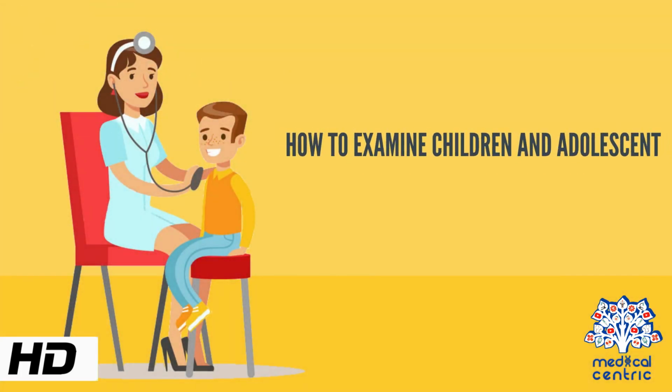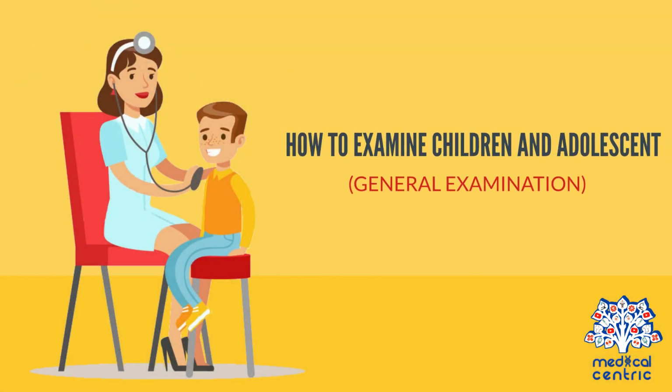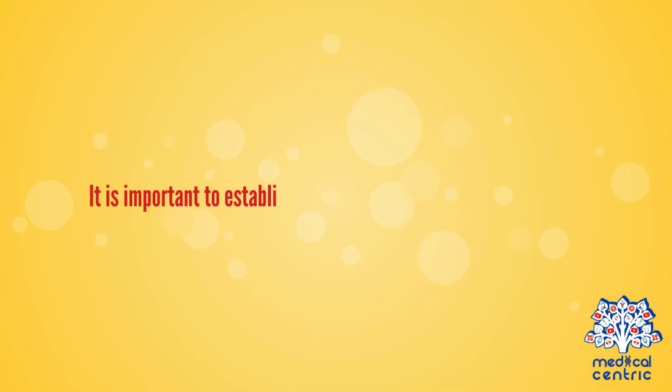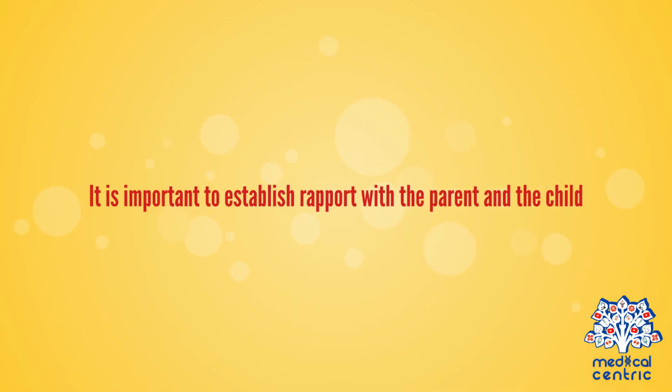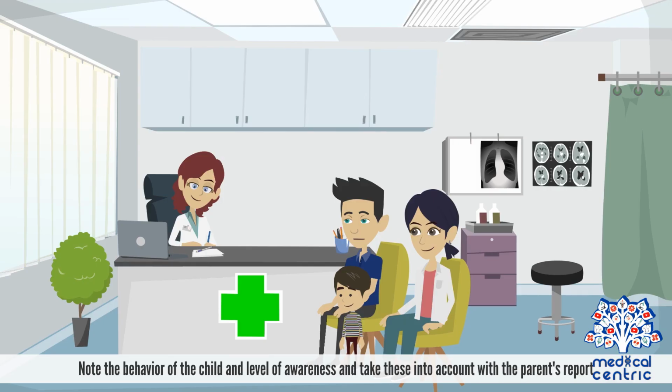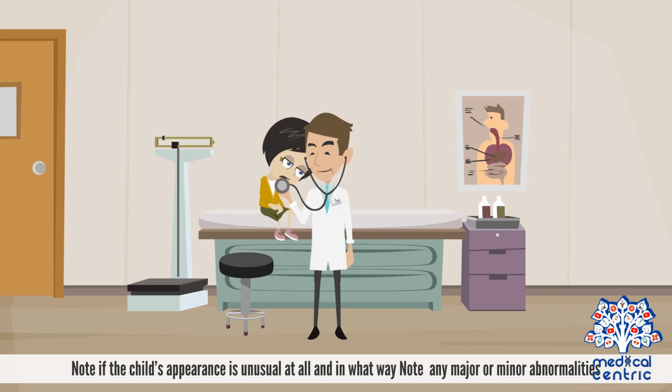Today's topic is how to examine children and adolescents. This is the general examination. It is important to establish rapport with the parent and the child. The doctor should note the behavior of the child and level of awareness and take these into account with the parent's report. Note if the child's appearance is unusual at all and in what way.